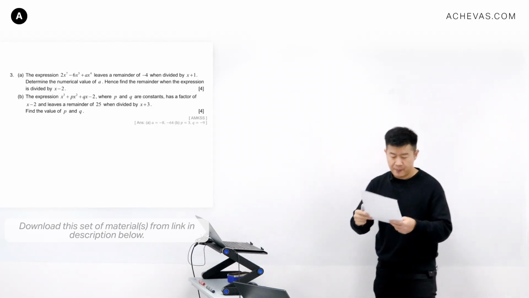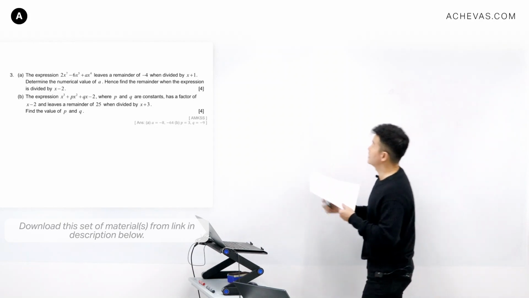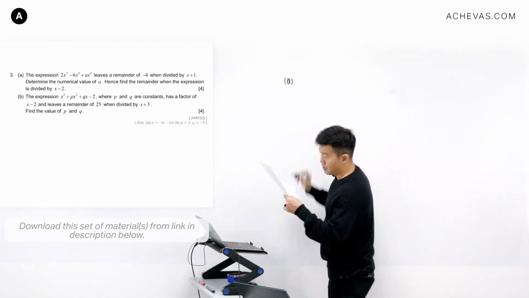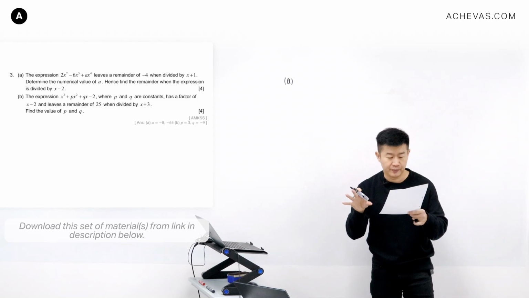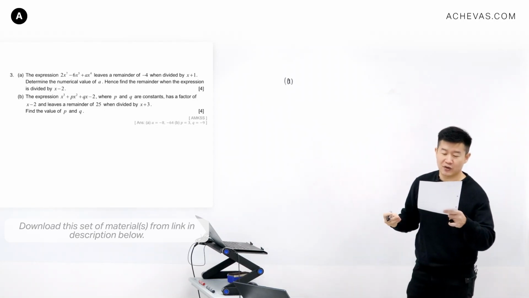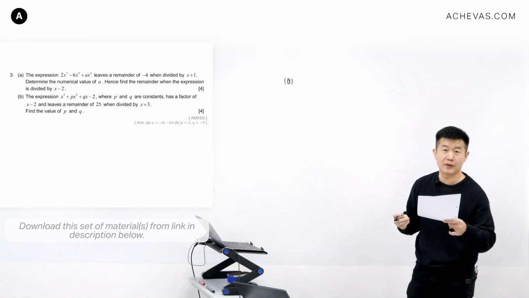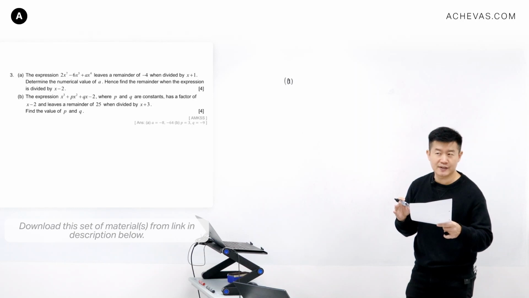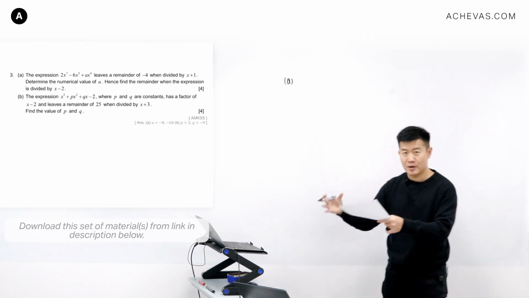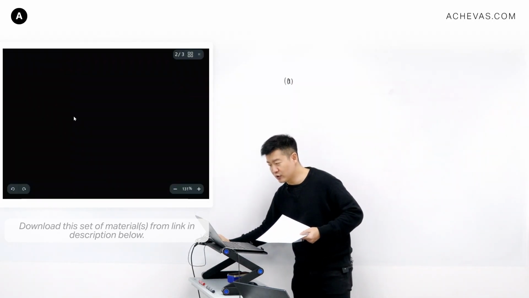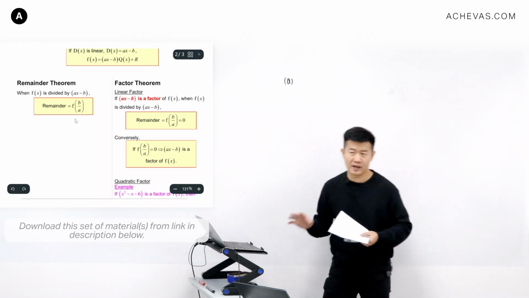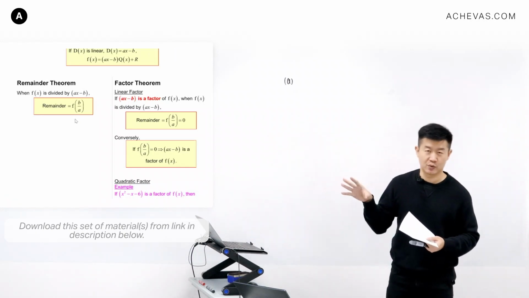So for this question, in part A we have an expression given, 2x to the power 7 minus 6x to the power 5 plus ax to the power 4. This is a polynomial, and it leaves a remainder of minus 4 when it is divided by x plus 1. We are supposed to determine the value of a. The first thing I'm going to do is relate this back to the remainder and factor theorem. Specifically, I'm going to use the remainder theorem.